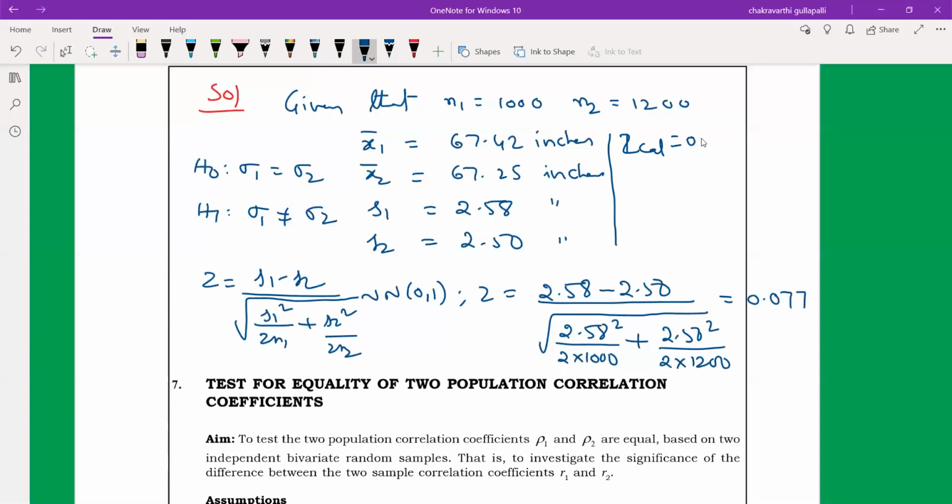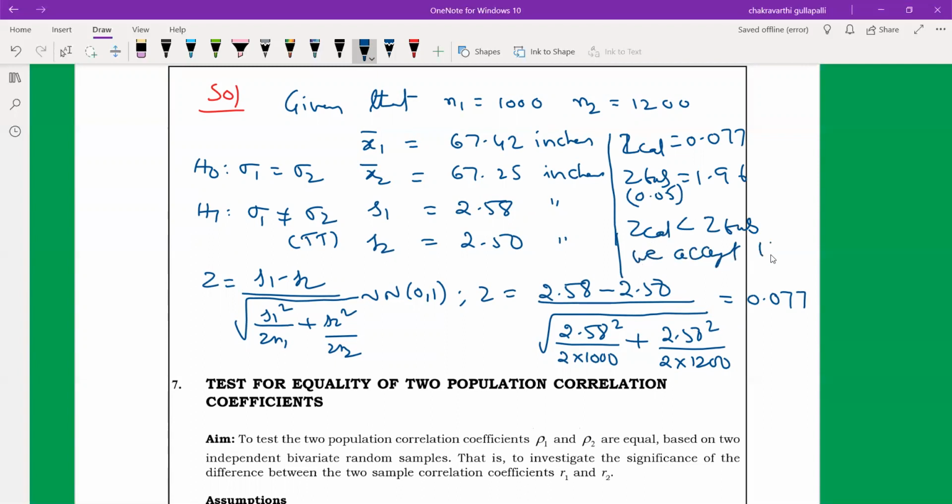Z calculated value is 0.077. The Z table value at the 5% level, two-tail, is 1.96. Z calculated is less than the Z table value, so we accept H0. We conclude that there is no significant difference between the two sample standard deviations or the two population standard deviations. The corresponding test is not significant.